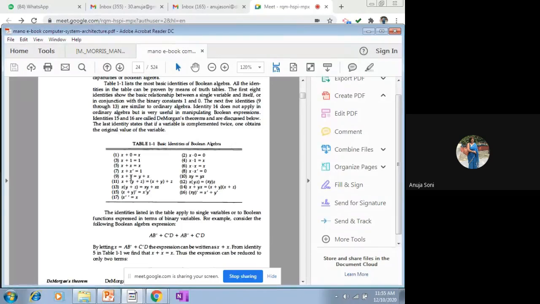This is the commutative law. It says that x plus y will be equal to y plus x. Similarly, it stands true for the AND operation: x into y will be equal to y into x.